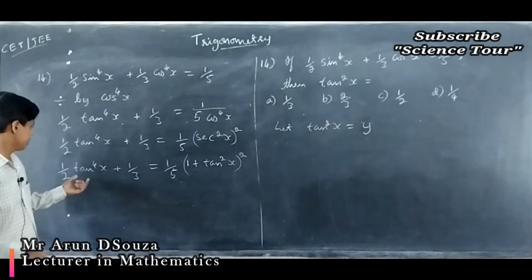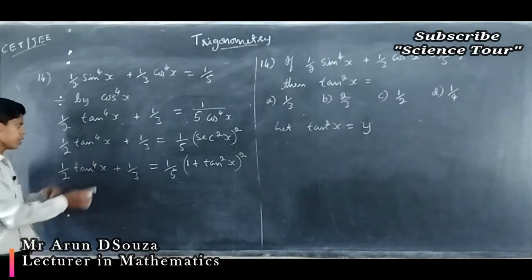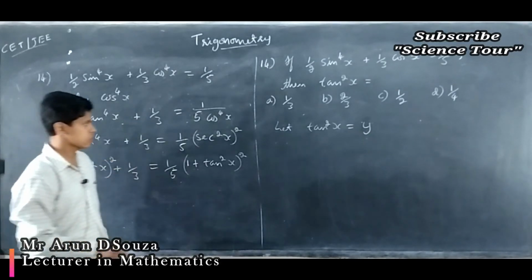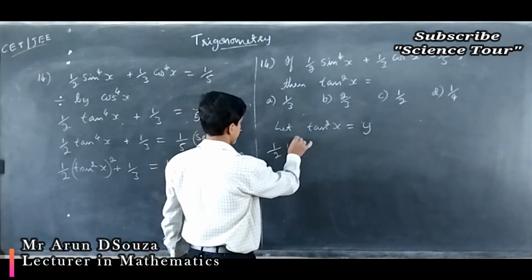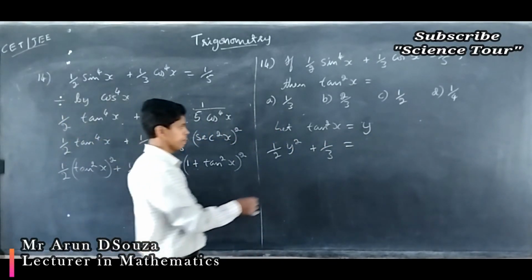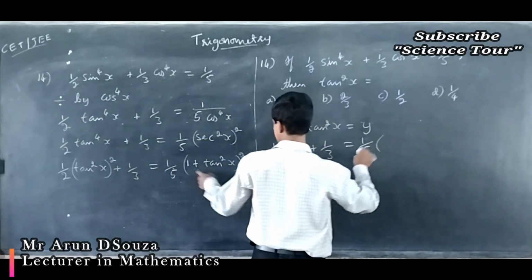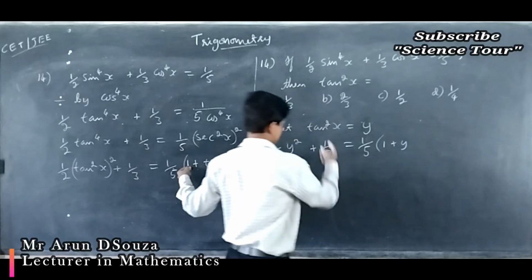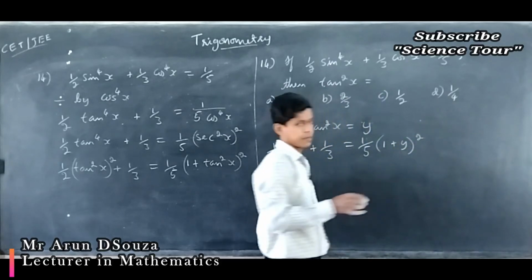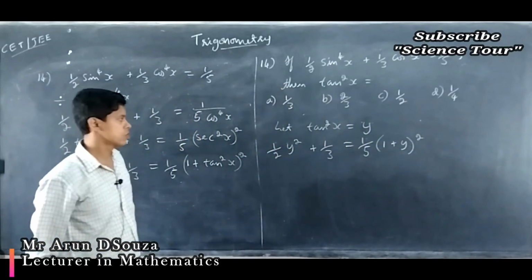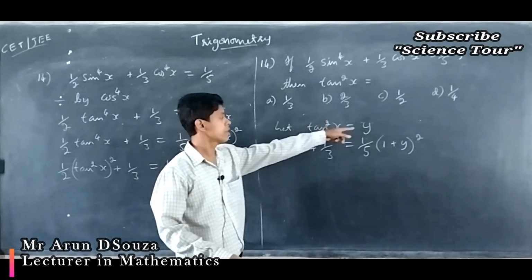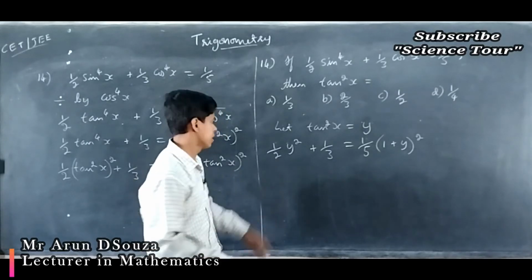Okay, then what happens here? This is tan square whole square, is it not? So that is half y square plus 1 by 3, and that's equal to 1 by 5, and here 1 plus y, since tan square we have taken as y, so 1 plus y the whole square, correct? So this is what you have to simplify and finally get the value of tan square, that means y. See, we need y, that's it. So let's go for it.